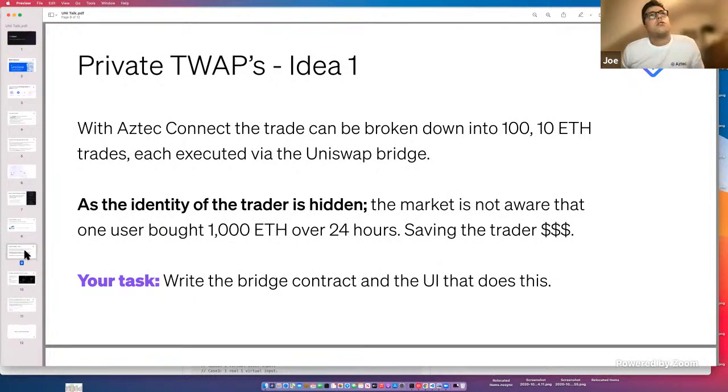So you can now do things such as time-weighted average orders. That same whale can break down their large trade into hundreds of smaller trades. And because their identity is kept hidden and the amount of funds they have in Aztec is also kept hidden, it's now possible for them to average in or out of a position over hours or days without revealing their trade intent or how much they want to buy or sell.